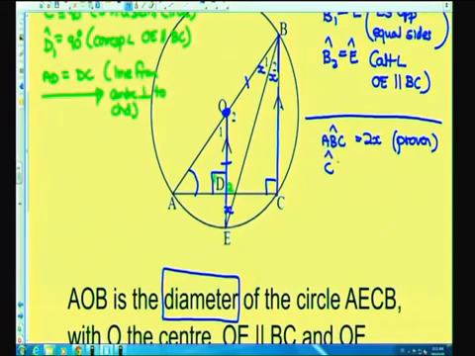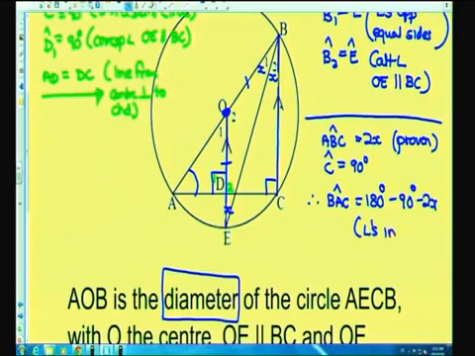And we know that C is 90 degrees. So therefore, what I know about BAC, it must be 180 degrees minus 90 minus 2x. And that's because it's angles in a triangle.